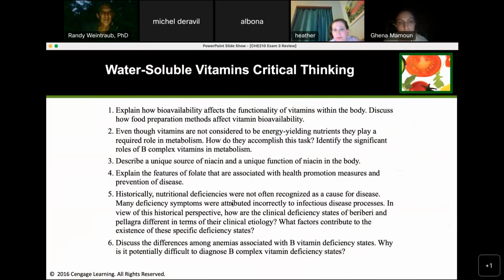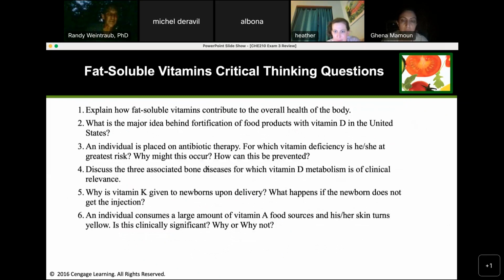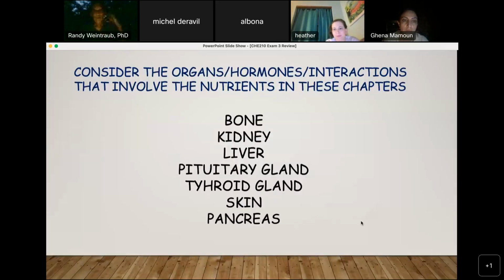All right, and so these are some other things you could think of that might be the short answer type questions, and you can look at them at your leisure. There are fat soluble critical questions, and water soluble and fat soluble critical questions. Okay, I think that's it. I hope this was helpful. As you're thinking through all this, make the connections. Here are really important organs that really rely on vitamins. Of course, there's macromolecules, but you could see that the vitamins and minerals have lots of interactions with these critical organs.